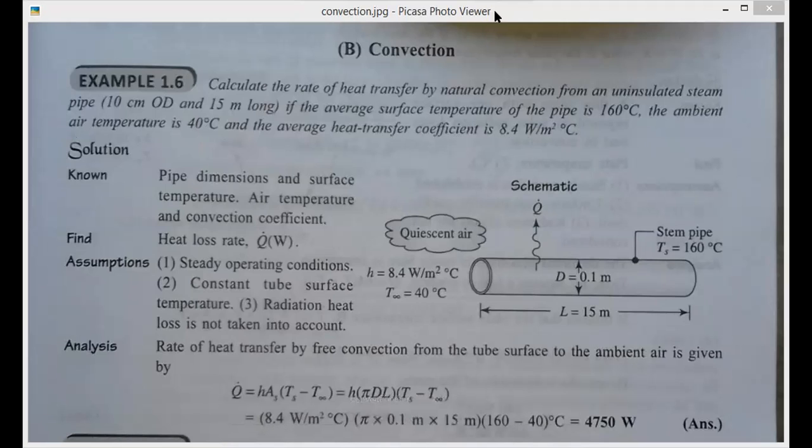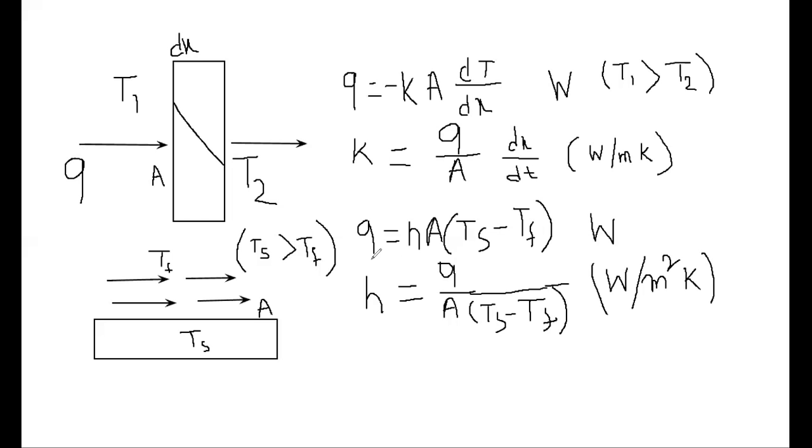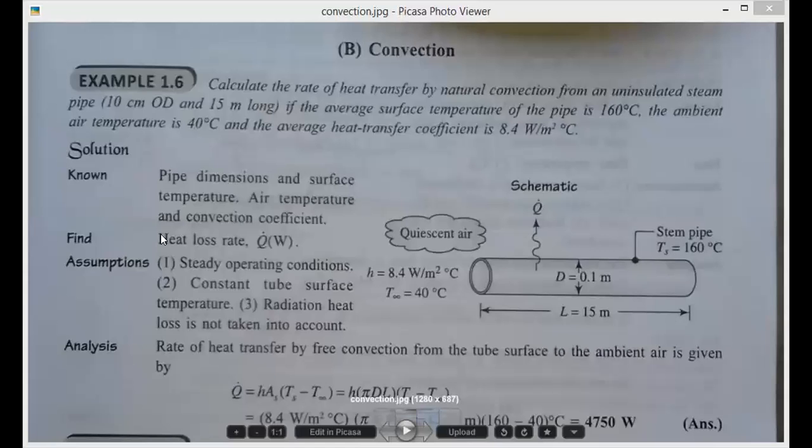Let us come to that formula again here. So H is watt per meter square Kelvin. Okay, it is given as degree centigrade, no problem. But that formula will have to be applied. Q is equal to HA (Ts minus Tf). Okay, so known factors are pipe dimensions and surface temperature, air temperature, and convection coefficient H. Find heat losses Q dot in watts.